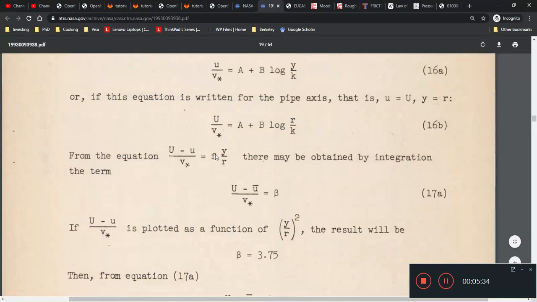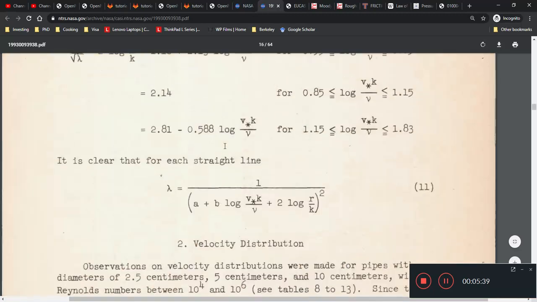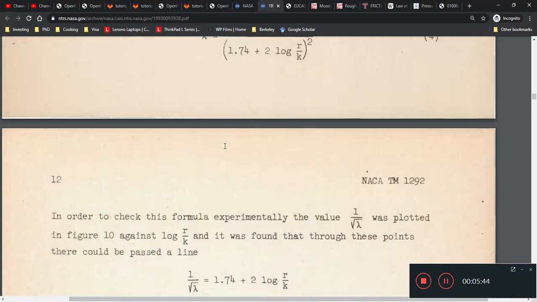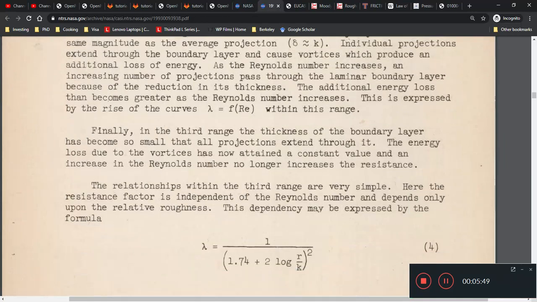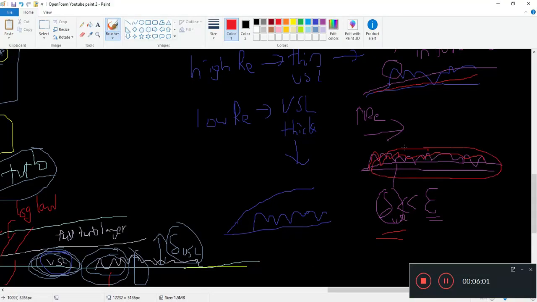If you look earlier, as we scroll up through the paper, we will find something very useful for us. Yes, this expression here. Remember we are talking about the third range. The third range is where the thickness of the boundary layer has become so small that all projections extend through it. Meaning to say, this is the third regime where the surface roughness is much bigger than, or thicker than, the viscous sublayer.